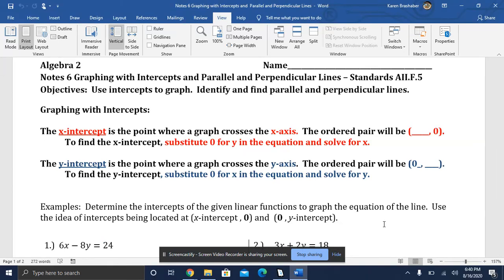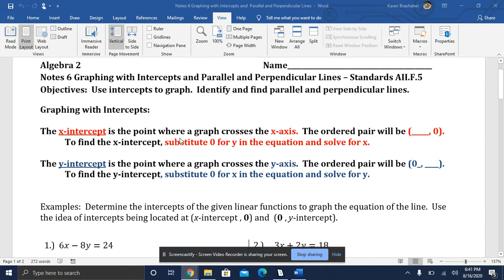We're going to work on the topic of graphing with intercepts and then extend our time to working on parallel and perpendicular line equations. And so graphing with intercepts is going to help us to focus on two important points on a line. The first point would be the x-intercept. This is the point where the line crosses the x-axis, and those ordered pairs will always be the x-intercept and then a 0 in for the y.